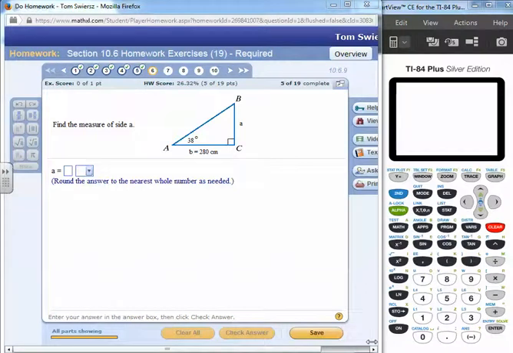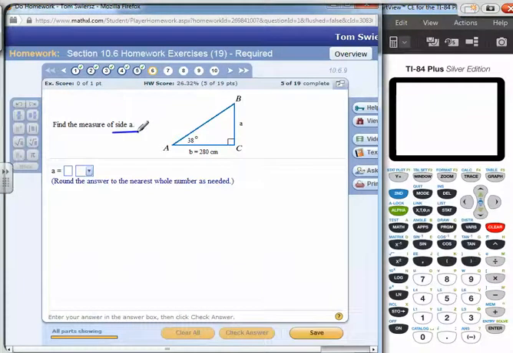Let's go ahead and solve homework exercise number 6 from section 10.6. We need to find the measure of side A. We're given angle A is 38 degrees, and side A is opposite angle A. It's one of the legs, forms a right triangle, and side B is the side adjacent.